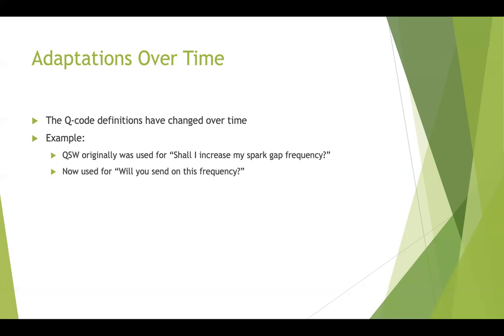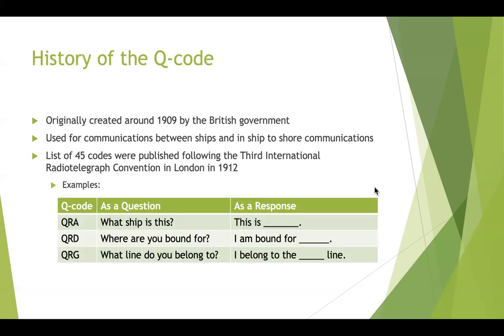Back in the original spark gap days, everything was on every frequency at once. So you didn't really have individual frequencies. So now we do, and we take advantage of that fact. They were originally created around 1909 by the British government. They were used for communications between ships and between ship to shore.